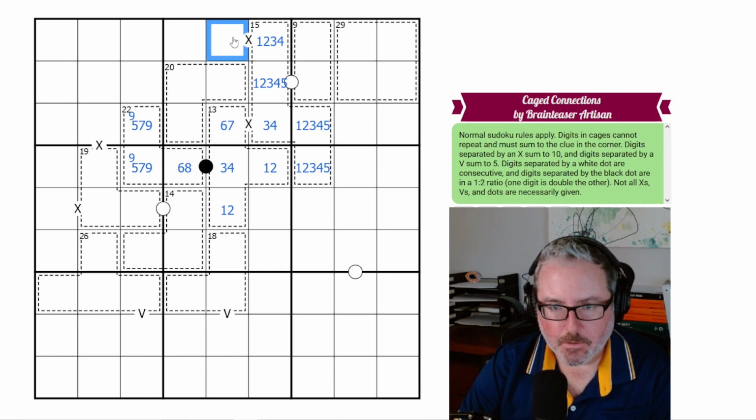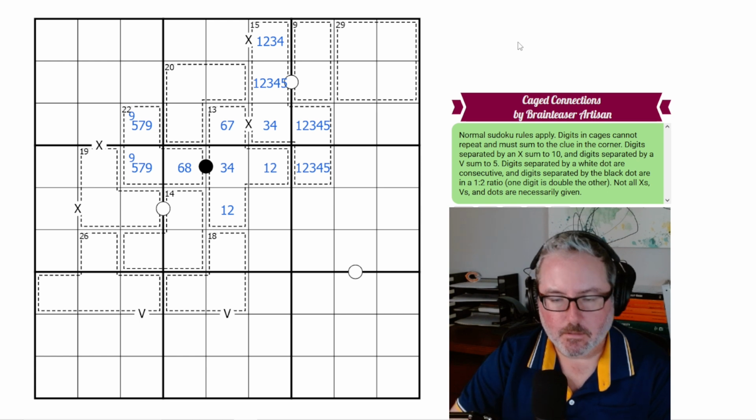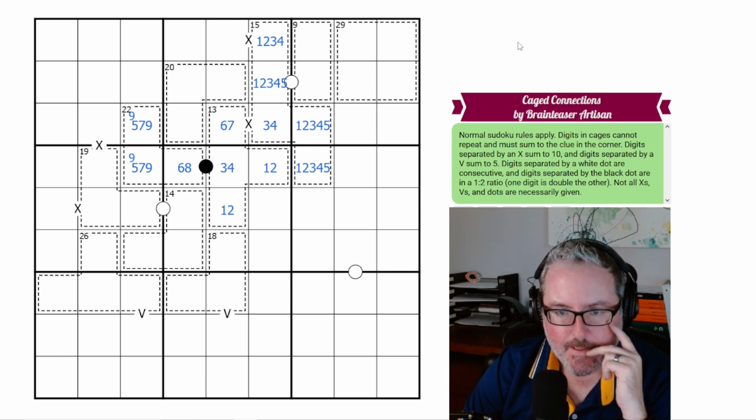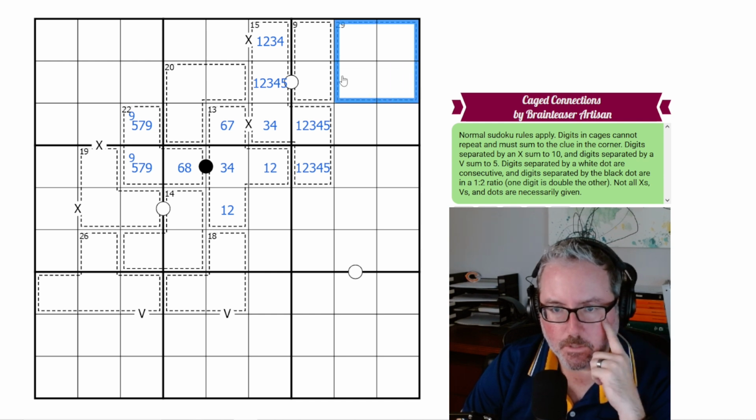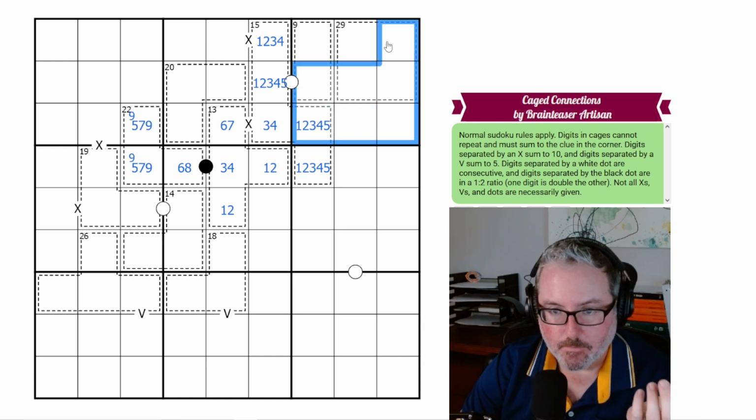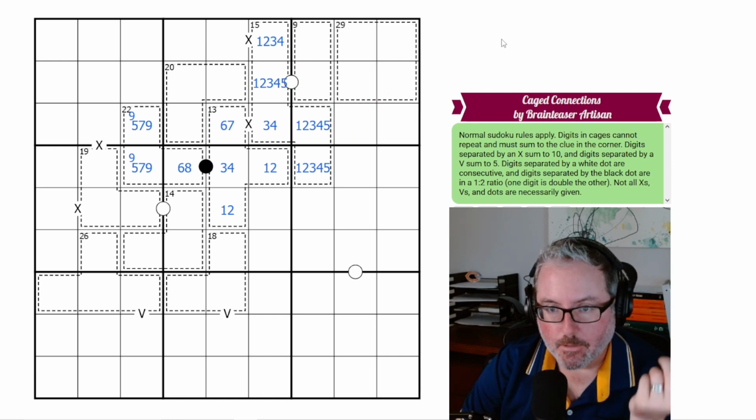I mean, we could put 6, 7, 8, 9 here because it has to go with 1, 2, 3, 4, but I don't believe that's helping us in any useful way. Now, another thing we could start looking at would just be straight up mathematics and see if it helps us any. I don't think it's going to, but we'll give it a look-see. So we've got a 29 cage and a 9 cage in box 3, which gives us 38.